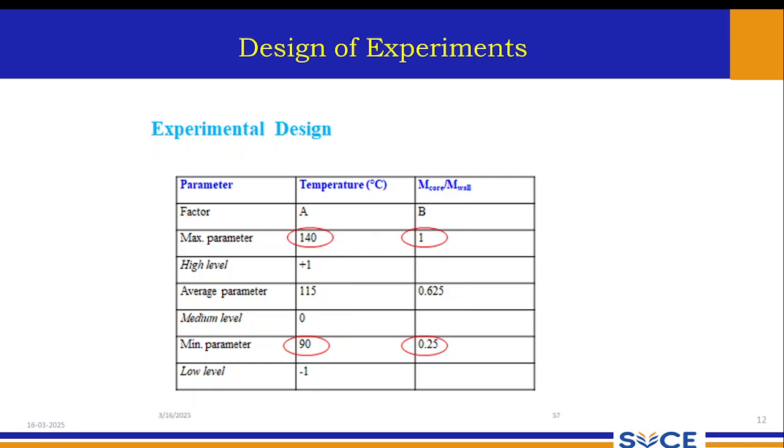So the difference is 50, divided by 2, that is a range of 25. So 90 plus 25 has been added, so the average value is 115. Here the M core by M wall is 1 and 0.25 has been taken. This difference is 0.75, so the average value has been taken as 0.625. So for the coding, the minimum value has been taken as -1, the maximum is +1, and the medium level has been taken as 0.